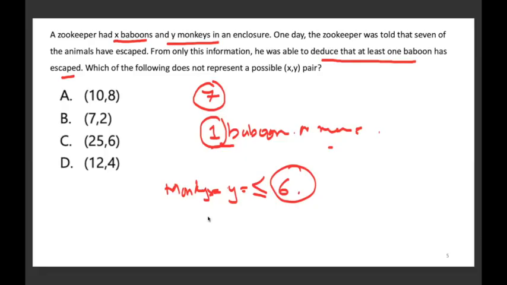So of the options, जिसमें भी Y का value is less than or equal to 6 is possible, other is not possible. From the options, A is the only one जिसमें Y का value 6 से ज़्यादा है. So A is the correct answer here. Okay. We'll move to the next one.